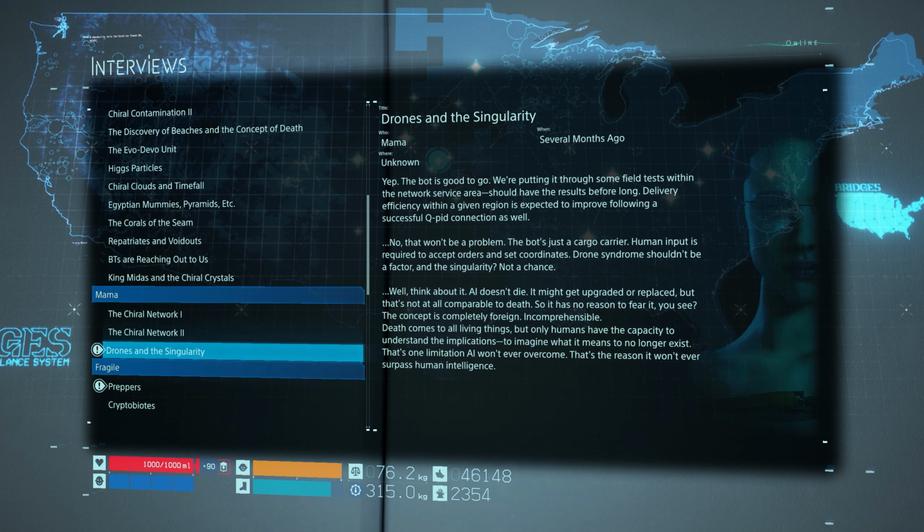Well, think about it. AI doesn't die. It might get upgraded or replaced, but that's not at all comparable to death, so it has no reason to fear it, you see? The concept is completely foreign, incomprehensible. Death comes to all living things, but only humans have the capacity to understand the implications, to imagine what it means to no longer exist. That's one limitation AI won't ever overcome. That's the reason it won't ever surpass human intelligence.